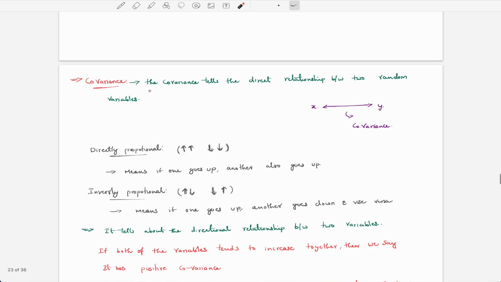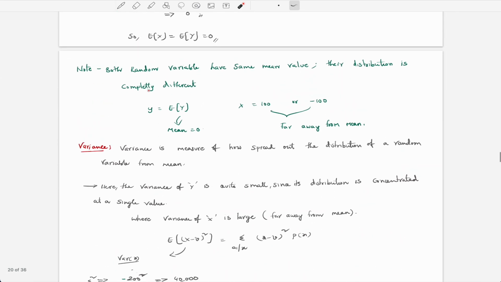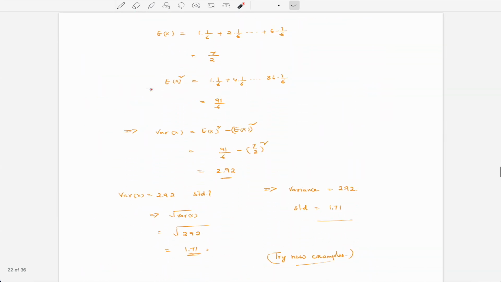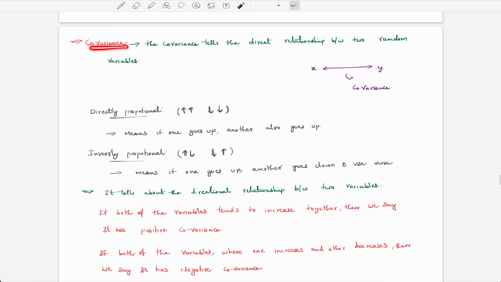So today we're going to cover... we have covered in our previous lecture what is variance. So today we're going to cover what is covariance. What do you mean by covariance? The covariance tells the direct relationship between the two random variables, here between x and y. This is one of the pretty straightforward definitions of covariance.